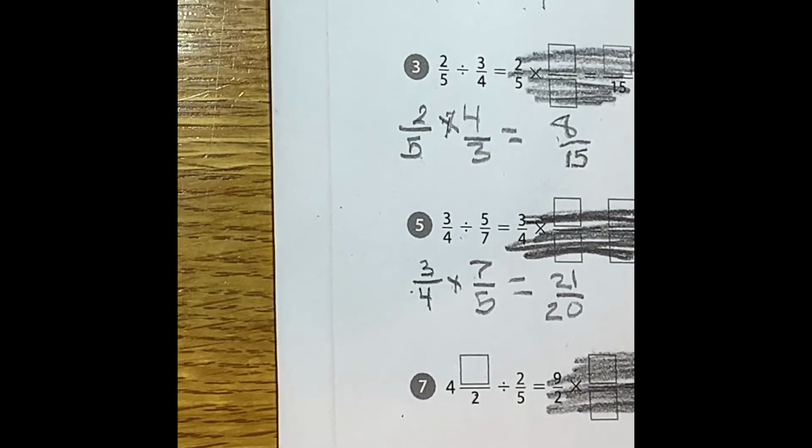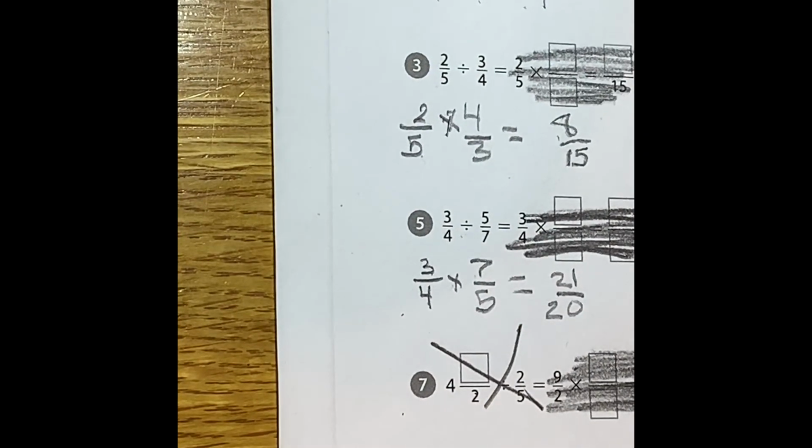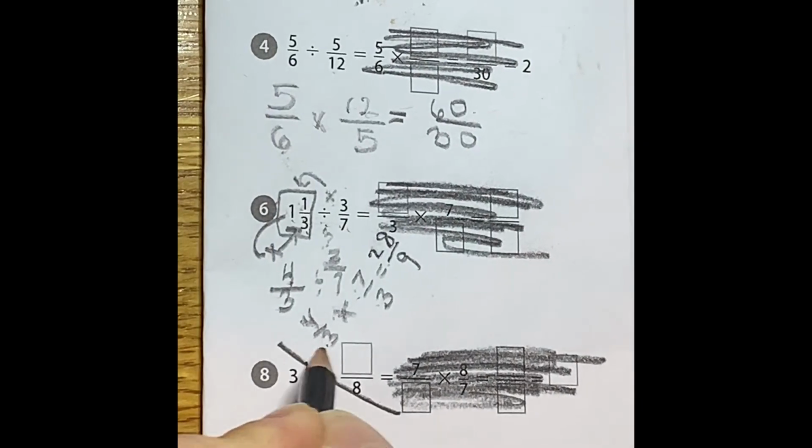Number 7, I don't want to do. Why? Because there's an open box. I don't want to do that right now. I want it to be straightforward. So let's just scratch off number 7, and we'll go to number 8. Again, scratch off number 8. I don't like the question for today.